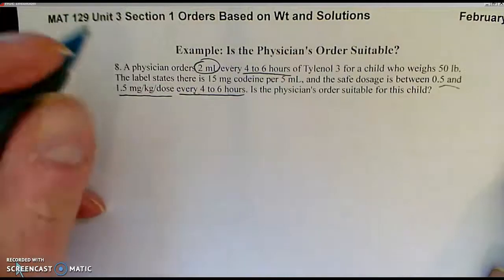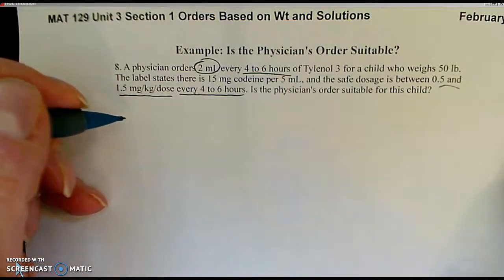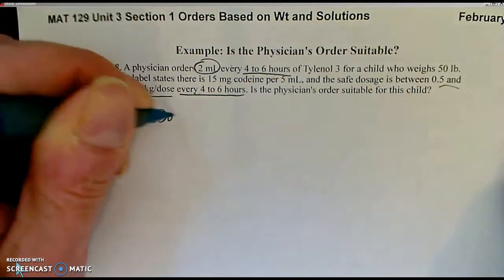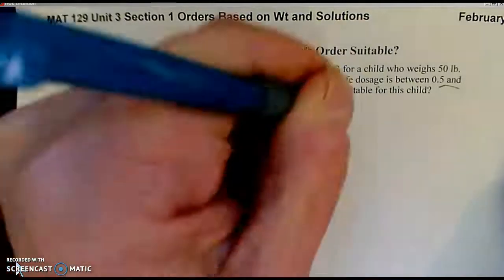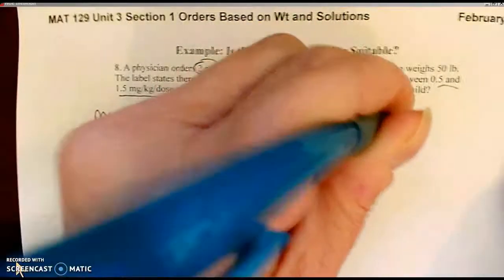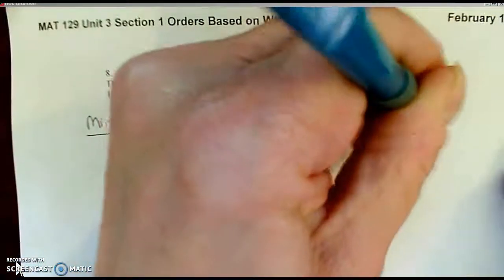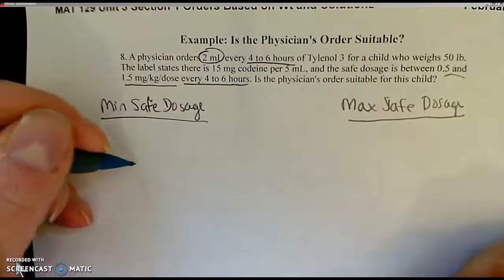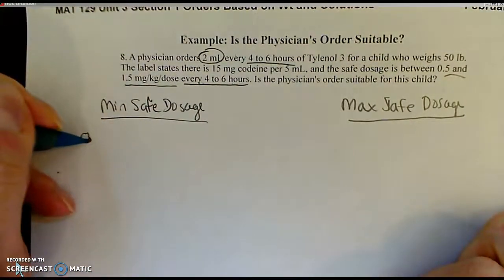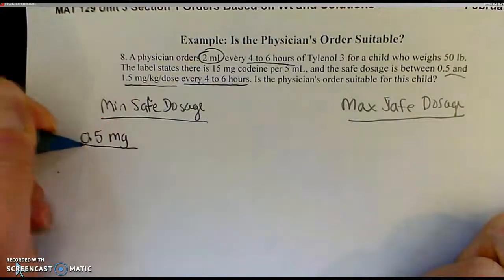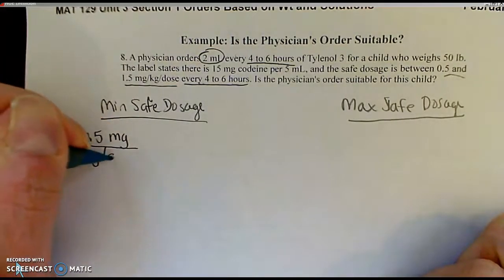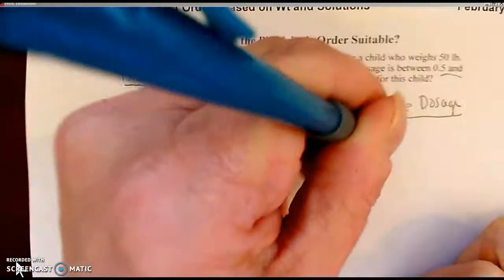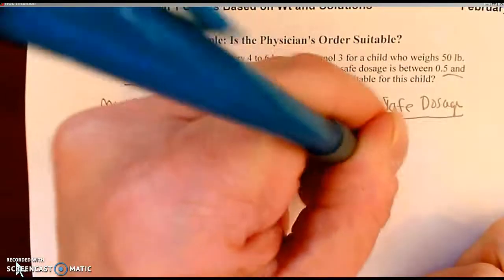But I think it's a little easier to understand to look at the minimum and maximum dosage. So I'm going to start by writing the minimum safe dosage, and I'll do the maximum safe dosage. And then we'll just do unit conversions from there. So the minimum safe dosage is 0.5 milligrams per kilogram per dose. And the maximum is 1.5 milligrams per kilogram per dose.